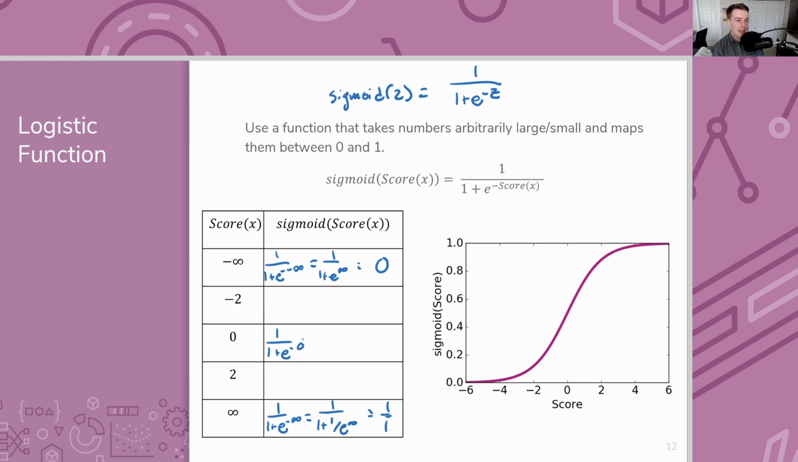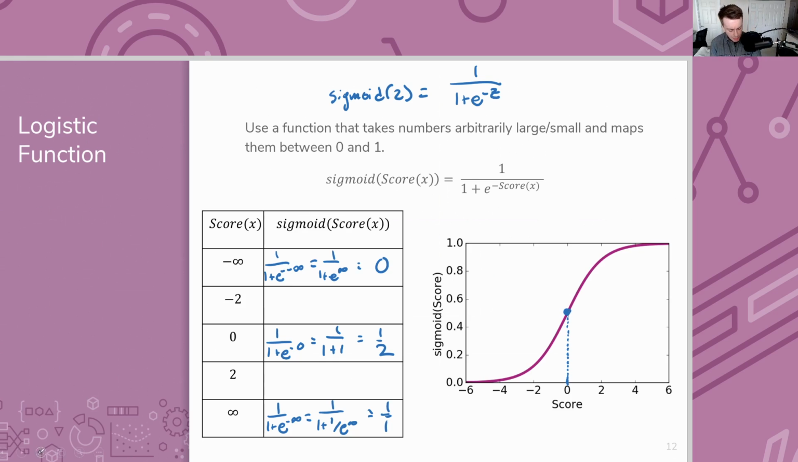Well, e to the 0 or e to the negative 0, that's the same. That's just 1. This is 1 over 1 plus 1, which is 1/2. The way to visualize this is that when you give it an input of 0, the output is 0.5. That's what the sigmoid says. It's just defined in this way so that when you give it a 0, its output is 0.5.